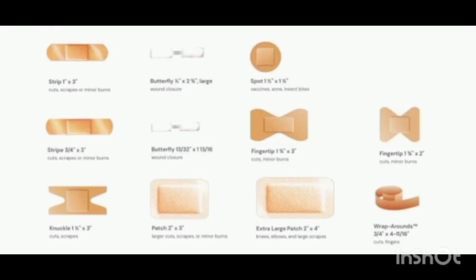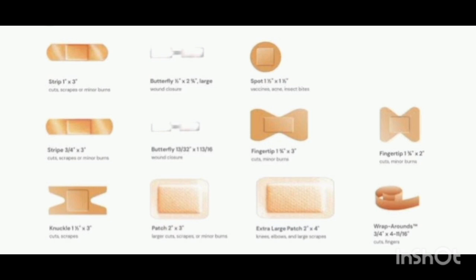Here are the types of bandages and dressings. Types of bandages. 1. Gauze bandage. A loose woven fabric used for dressing wounds or applying pressure. 2. Elastic bandage. Stretchy fabric for supporting sprains, strains, or swelling.